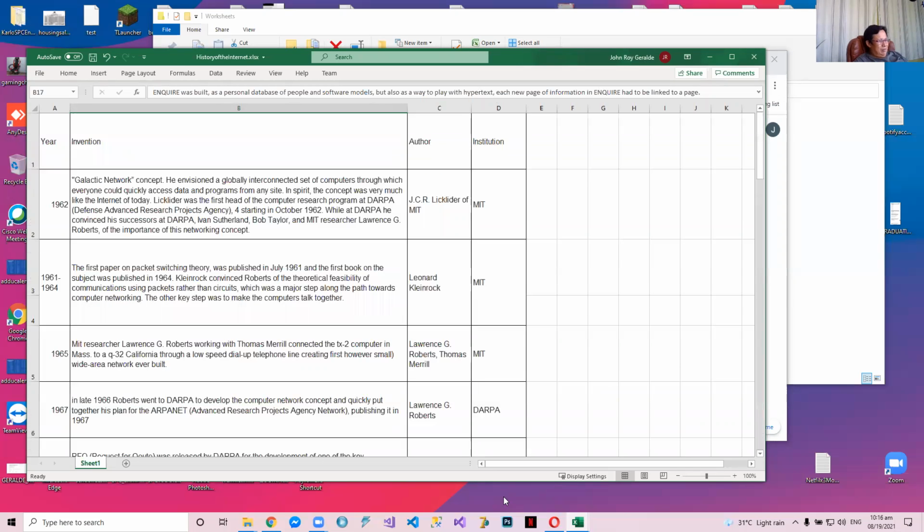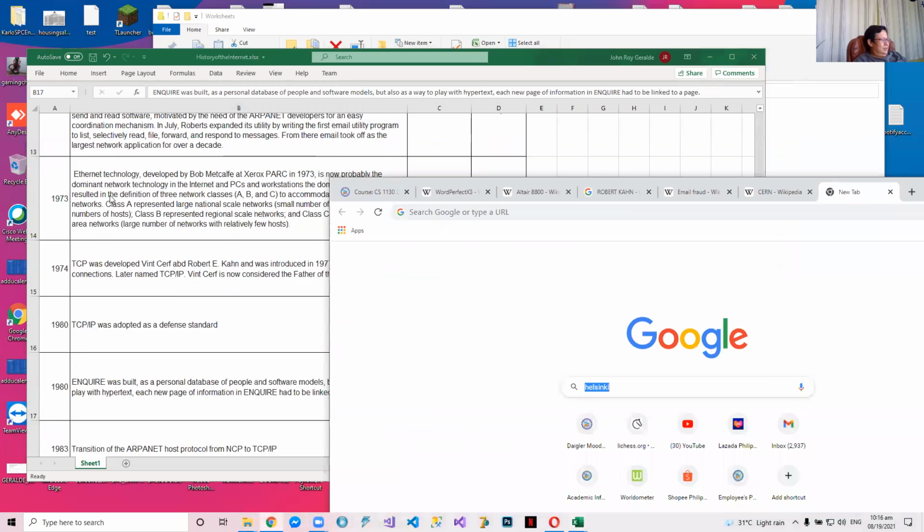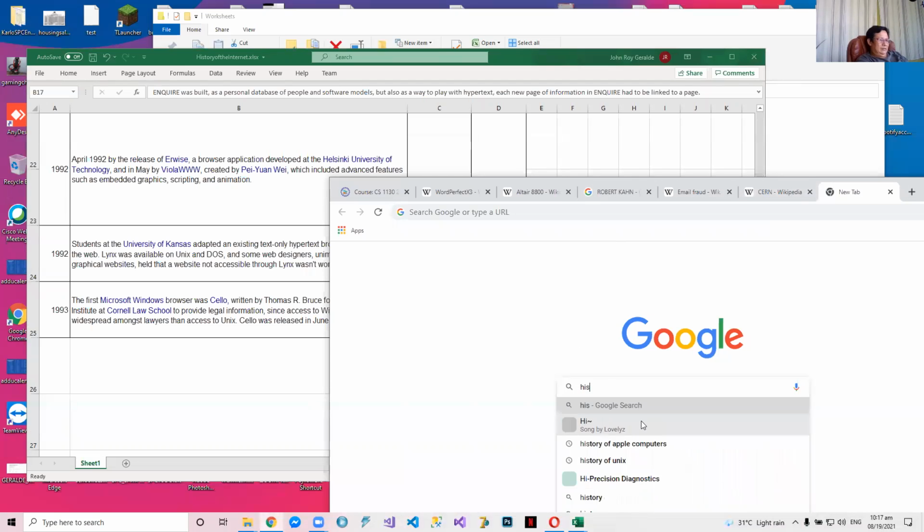Can you look at that yourself? Remember? When was Cello? 1993. Lynx and Airwise are the first browsers. Lynx is text-based, Airwise is graphical.